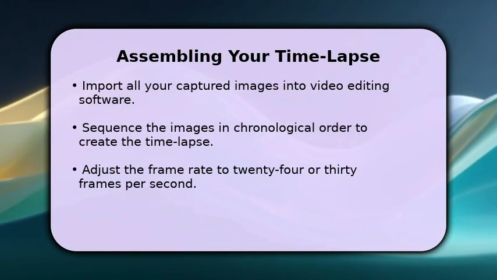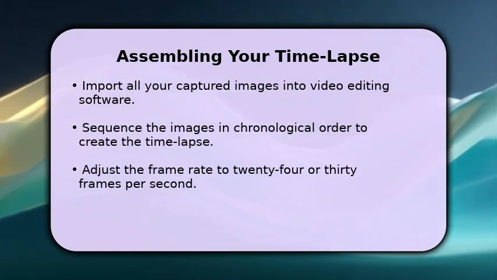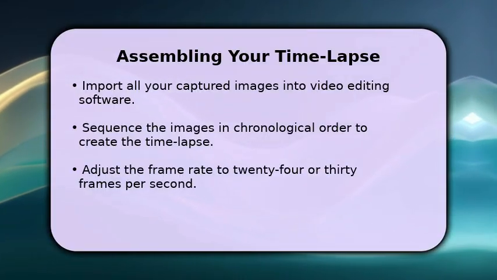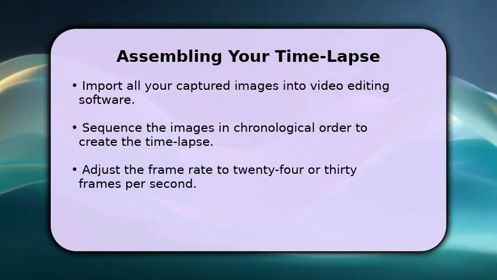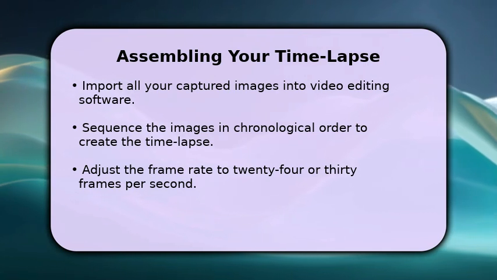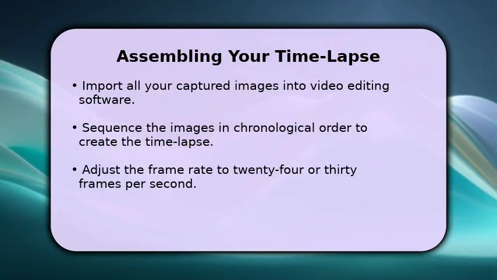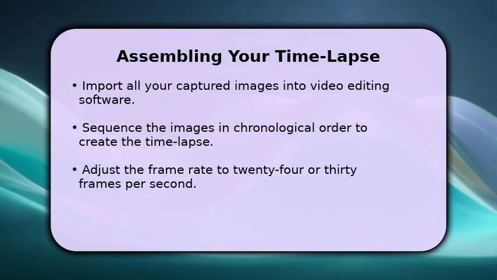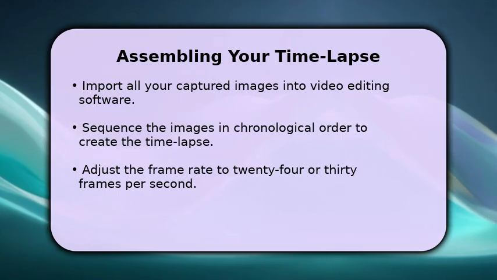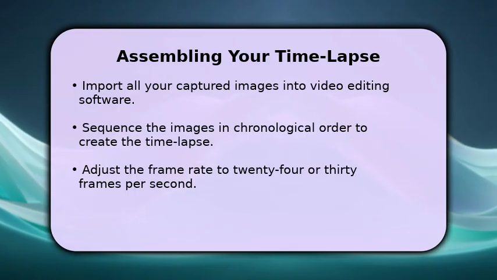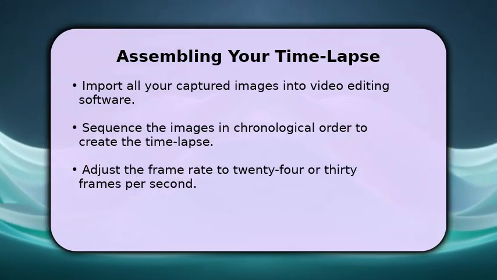Once you have all your images, it's time for post-production. Import your sequence of photos into your preferred video editing software. Arrange them chronologically to form the time-lapse. Set the frame rate to 24 or 30 frames per second for a smooth playback experience. You can also apply color corrections, stabilize the footage if needed, and add a fitting soundtrack to elevate your time-lapse video. Enjoy sharing your creation.